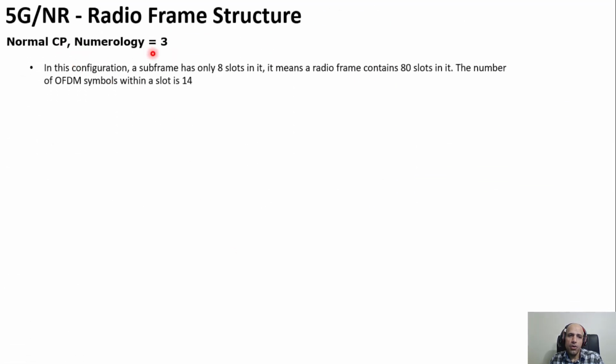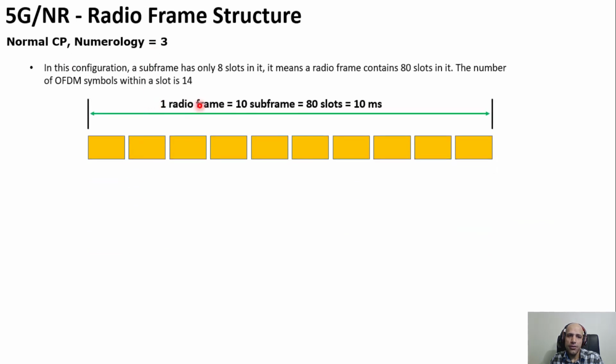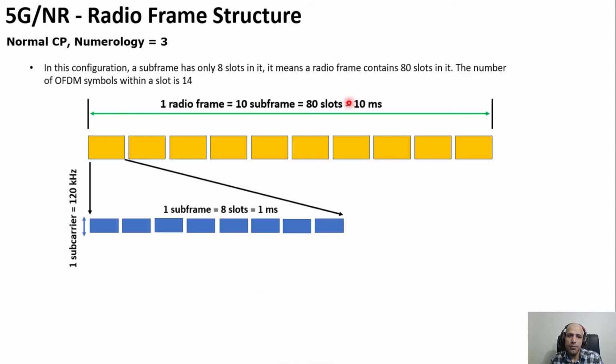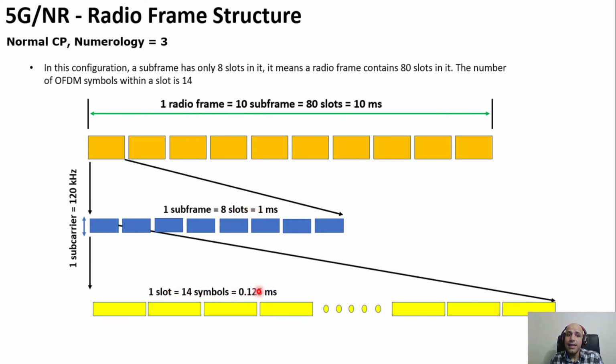And when your numerology is 3, again your radio frame contains 10 subframes and is 10 milliseconds, but each subframe is divided into 8 slots in 1 millisecond. So the time slot length will be 0.125 millisecond, which contains 14 symbols.